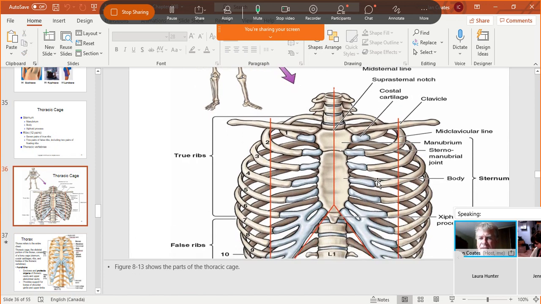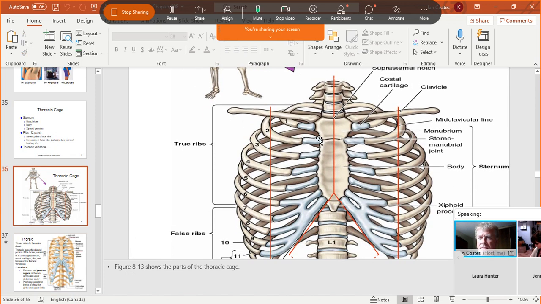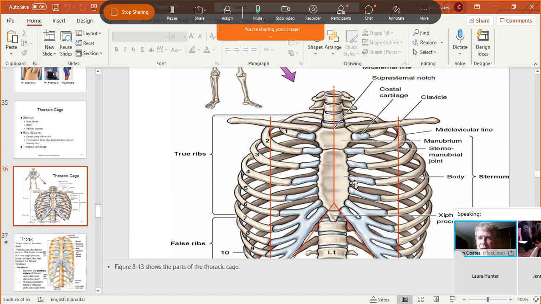So, this is your sternum. Okay? And this is where I was looking. This is your manubrium. Okay? This is your sternomanubrial joint. Here we have the body. And this whole thing right here is called the sternum, as you can see over here. And at the very base of the sternum, underneath right here, just as you can feel that there's no more bone anymore, that's what we call the xiphoid process.